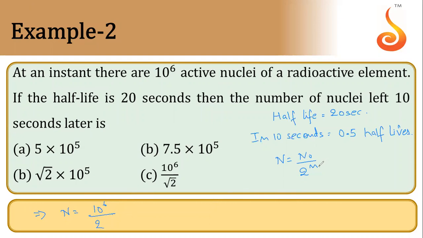In this formula, n is the number of half-lives. Here the number of half-lives for 10 seconds is 0.5. So 2 raised to power 0.5, that is root 2. So our option will be the one which is actually option D: 10 raised to power 6 divided by root 2.